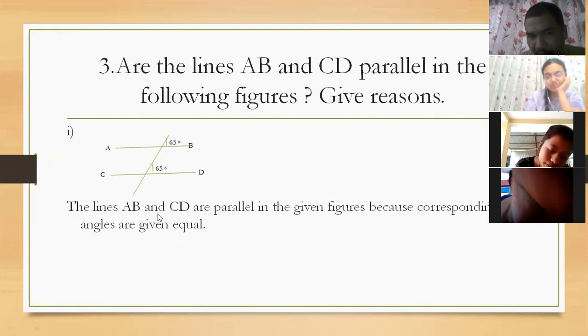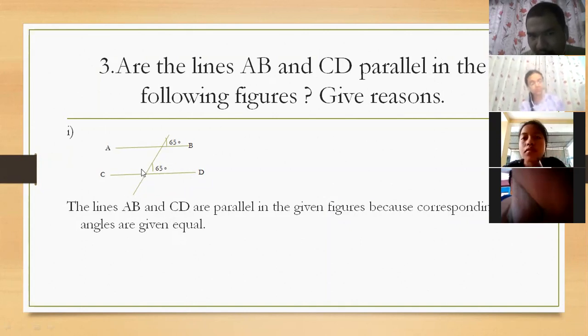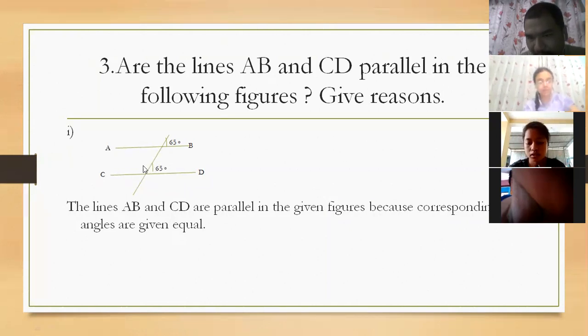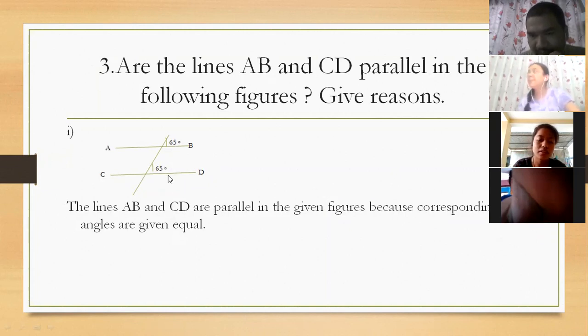Look here, I have already shown the answer. Are this AB line and CD line parallel or not? They are parallel. Do you know why they are parallel? Because corresponding angles are given equal. If corresponding angles are equal, then this pair of lines will be parallel. Are you clear, children, about this question?